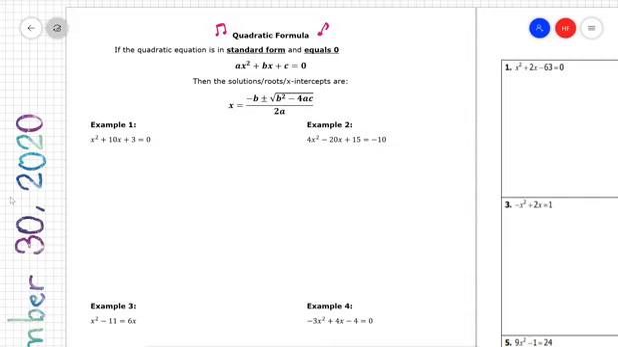So if a quadratic function or equation is in standard form and equals 0, so it's got to look like the form ax squared plus bx plus c, so everything on the left and then 0 on the right. Then the solutions, the roots, the x-intercepts, remember those are all the same thing, are x equals negative b plus or minus the square root b squared minus 4ac, and then that's all over 2a.